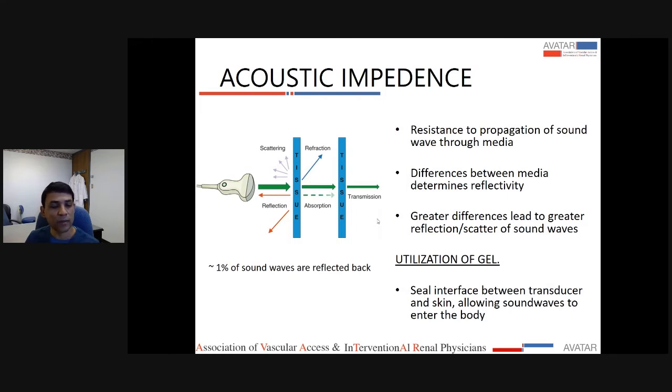When ultrasound waves come out of the machine, they pass through the air. Now, the difference in acoustic impedance between the probe material and the air is very great, as a result of which none of the ultrasound waves penetrate into the tissue. So to prevent this from happening, we apply a lot of gel. When gel is applied, it decreases the difference in acoustic impedance. Therefore, now ultrasound waves will pass from the probe straight into the tissue.